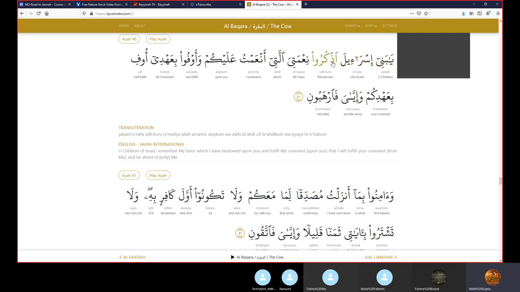Udhkuru. Udhkuru here comes from the root word dha, kaf, ra. So dhakara means to remember. What dhakara means is when some kind of remembrance comes on our tongue or our heart, that's called remembrance. So there are two ways that you could remember someone. First is when something that we had, or we forgot where it is, or we forgot about it, and we suddenly remember, oh yeah.